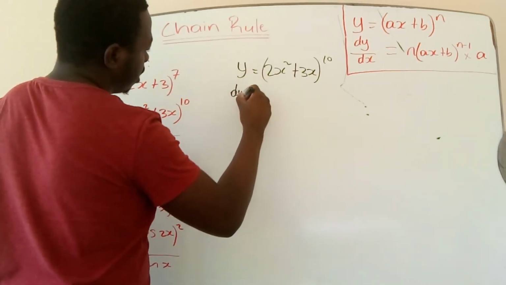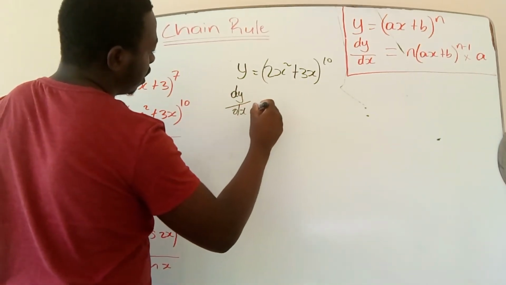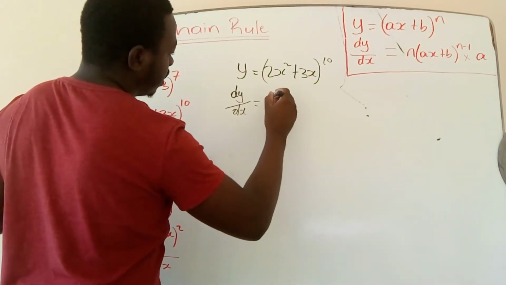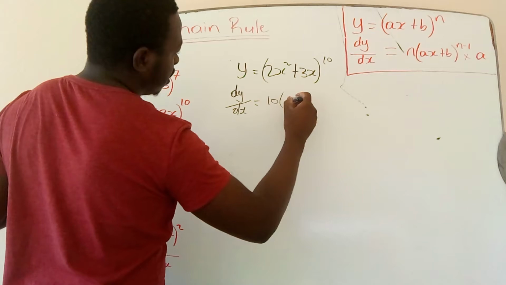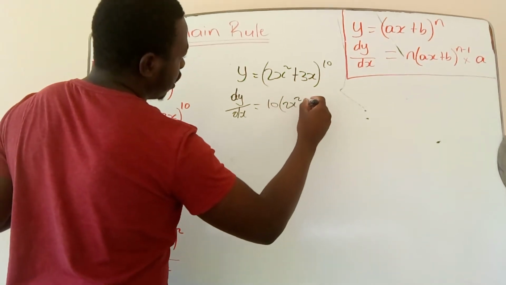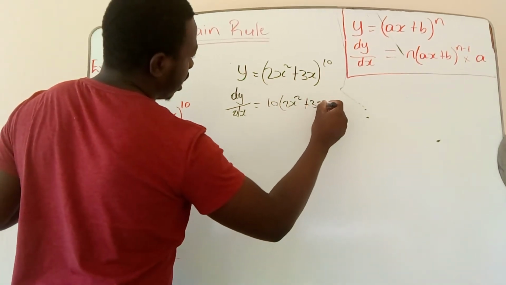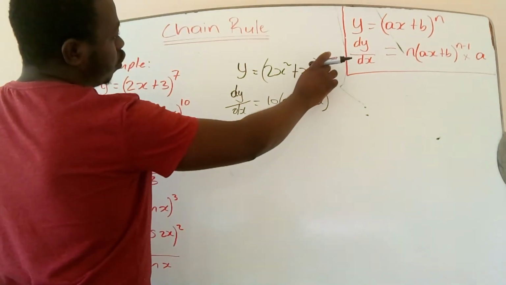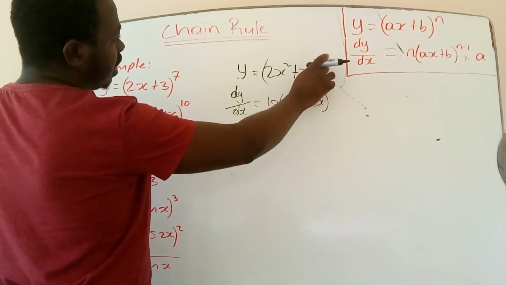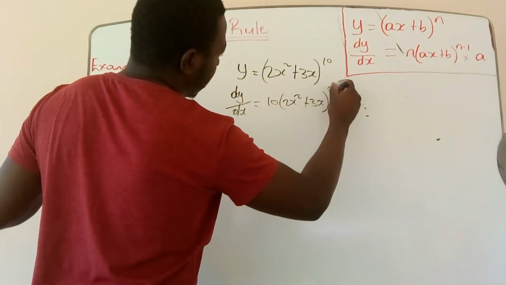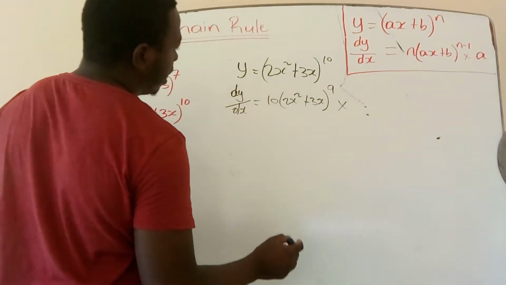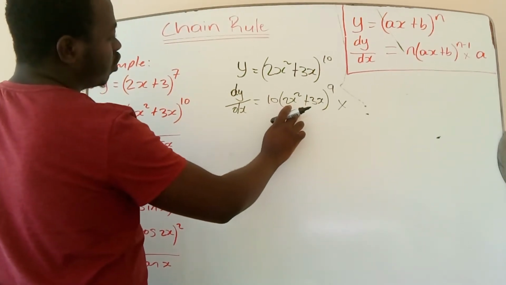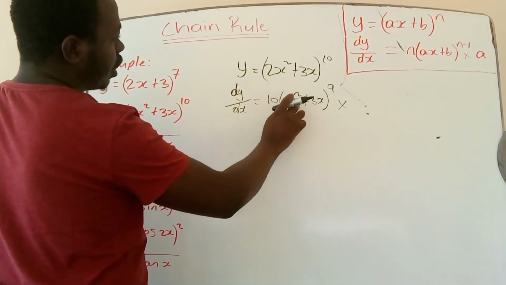dy/dx is equal to, take the power to multiply the entire function, so this is 10 times (2x² + 3x), all of that raised to the power minus 1, so it is 10 minus 1, and that gives you 9, multiplied by the derivative of the inside of the bracket. Inside of the bracket we have 2x² + 3x.